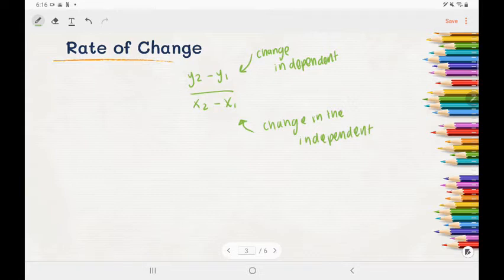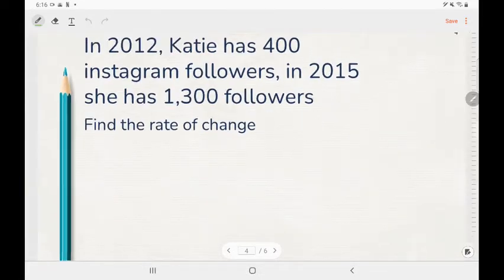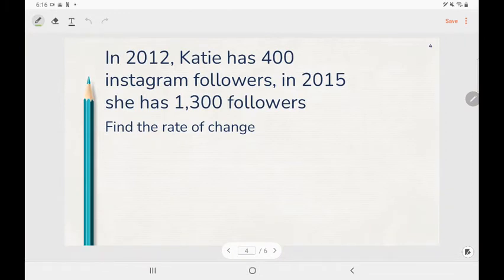So let's look at an example. In 2012, Katie has 400 Instagram followers. In 2015, she has 1,300 followers. Find the rate of change. The first thing that you need to do is identify what is the independent variable and what is the dependent variable. As I look at the numbers that are listed and their units, I can make that determination. 2012 is a year.